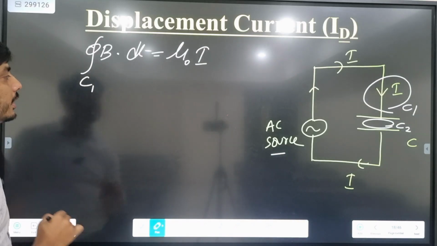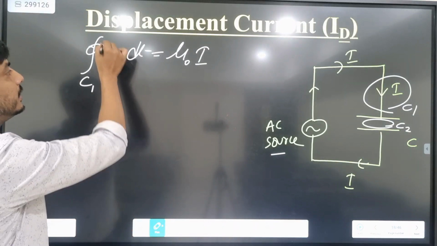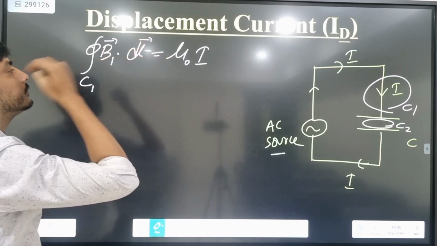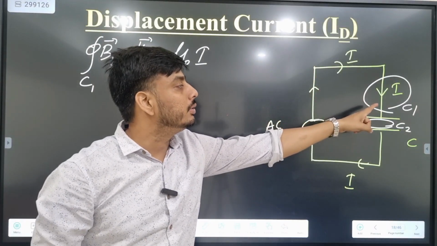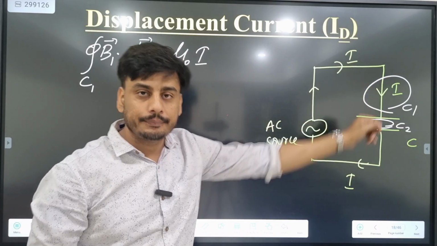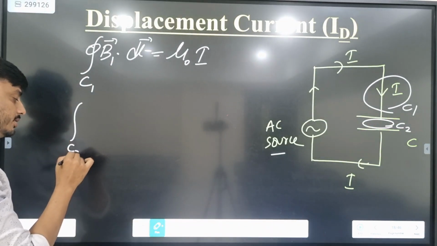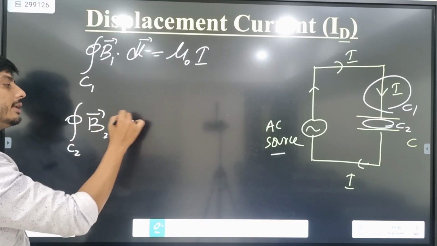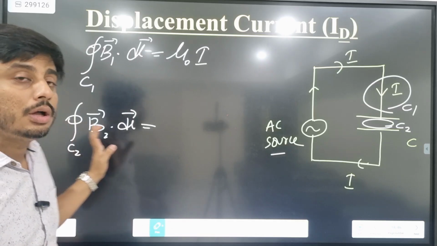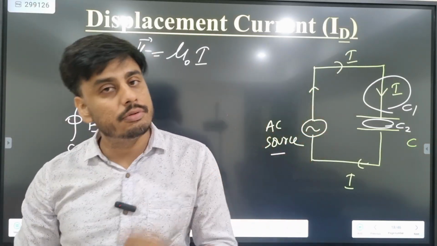For the first surface, we write C1, closed path 1, and the magnetic field is B1. So the integral of B1 dot dl equals mu naught I, because the amount of current flowing through the circuit is I. Again, if we apply it for C2, the integration over C2 of B2 dot dl, according to Ampere's law, the line integral of the magnetic field must be equal to mu naught times the total current flowing through it.